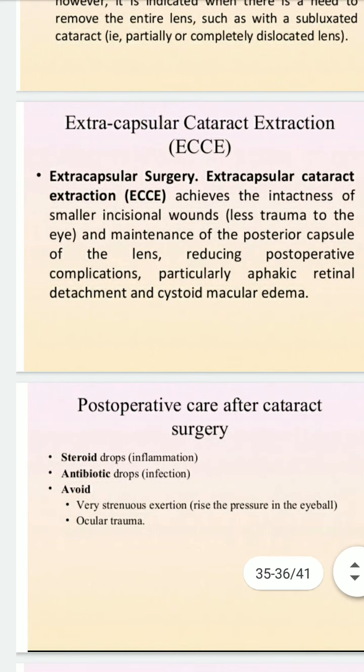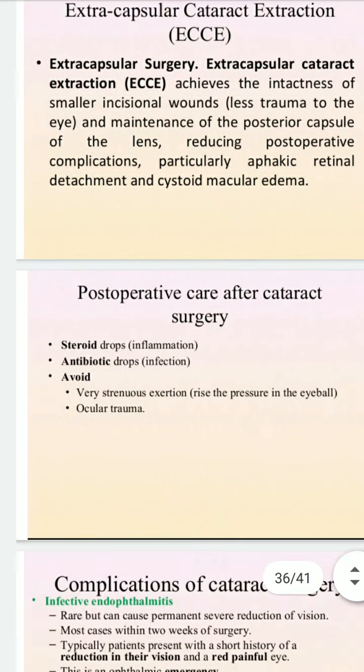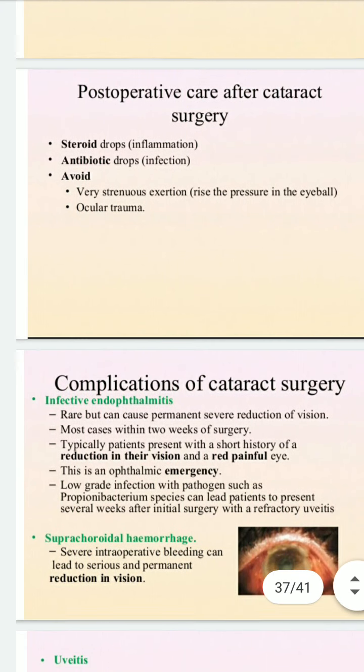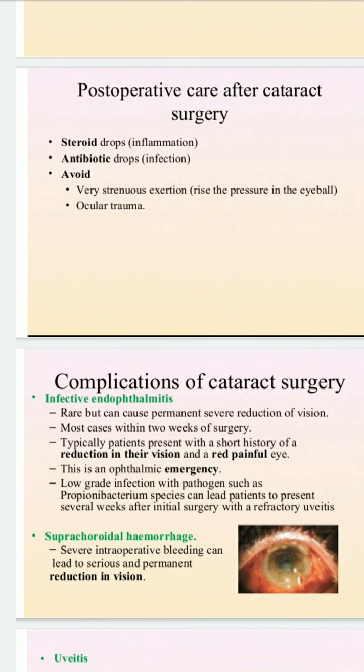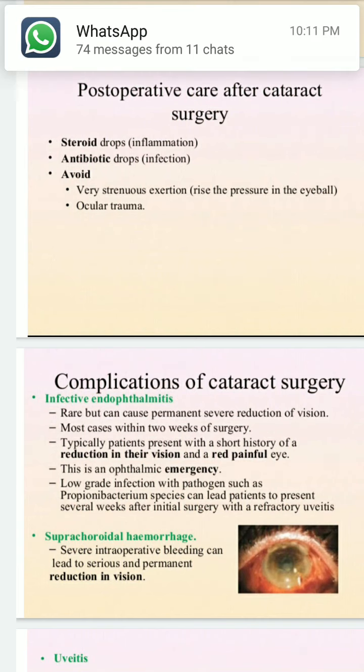And the main complications are infective endophthalmitis. That is a condition in which the internal structures of the eye are invaded by replicating microorganisms, resulting in an inflammatory response that ultimately may involve all tissues of the eyes. That is infective endophthalmitis, that is inflammation.